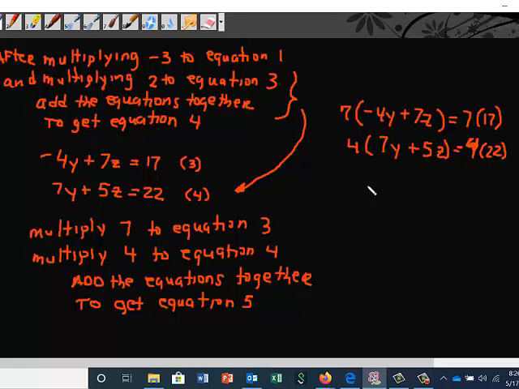Okay, so now when we distribute these numbers to each of the terms in each of the equations, we get negative 28y plus 49z is equal to 119. And then we have 28y plus 20z is equal to 88.